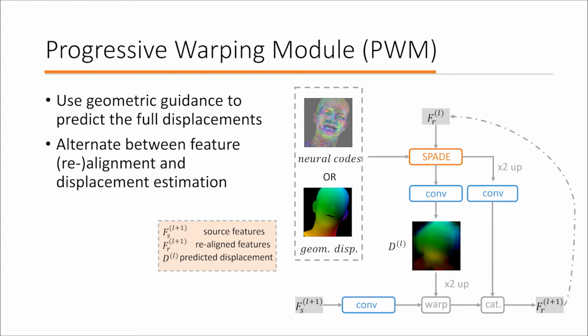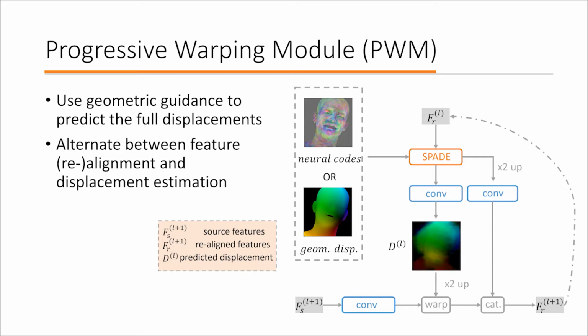At each pyramid level, PWM takes the realigned feature from the previous level as input, which goes through a SPADE layer with the geometry guidance as modulation. Then it goes to another conv layer to get the estimated full displacement field. We use this estimated full displacement to warp the encoder feature to obtain the realigned feature at the current pyramid level. As shown in the dashed line, the realigned feature will also be used in the next pyramid level.